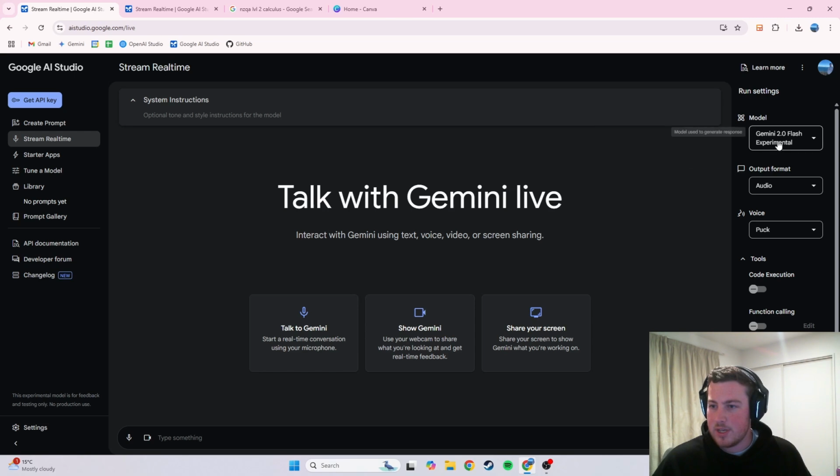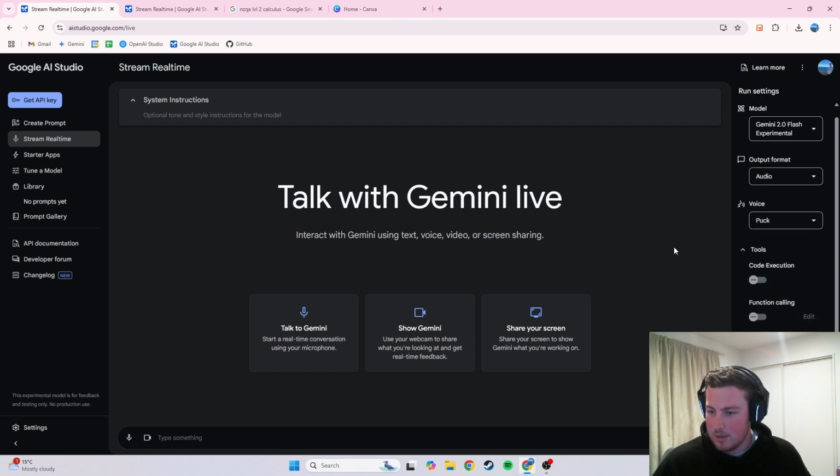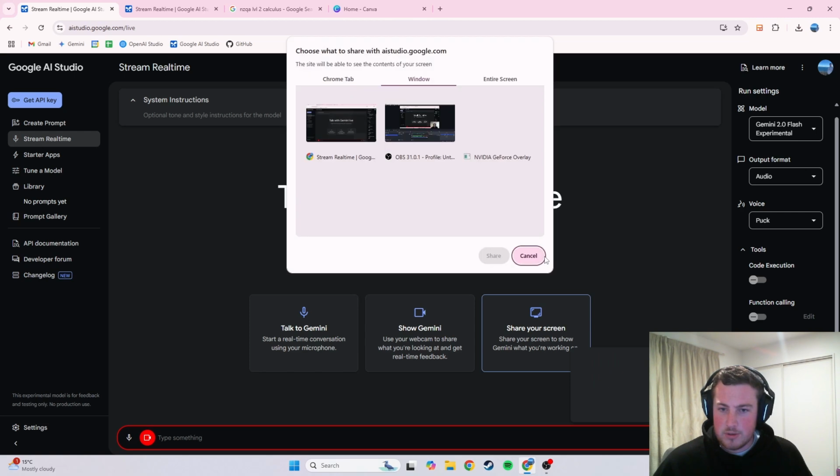Also on the right hand side, there's a few different settings that you can change. The model is currently only Gemini 2.0 Flash Experimental, that's sweet. And we want audio output so it can speak back to us, and then you can change the voice in here, and these ones we don't need to worry about. So really, nothing to change. You've got a Google account, you can do this all for free. So click over to share screen, and we want to choose the one we're currently viewing, which is this one here, and we hit share.